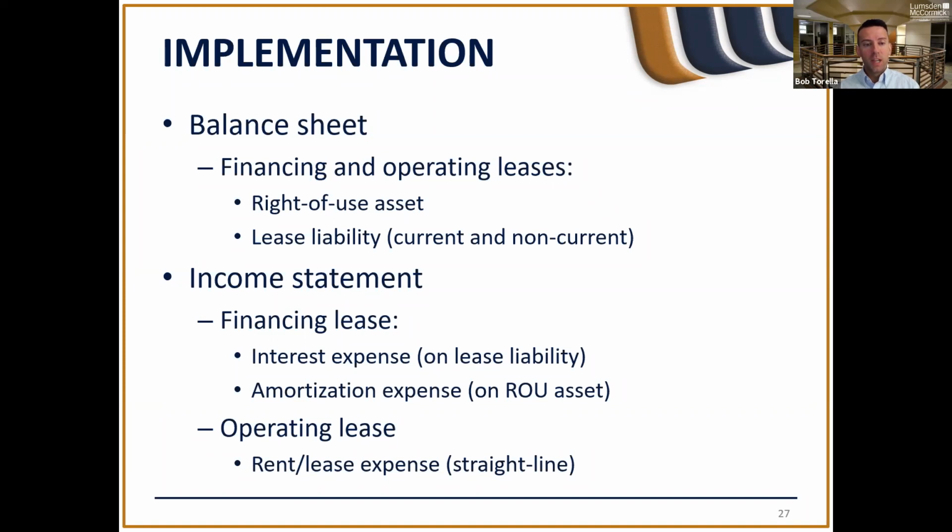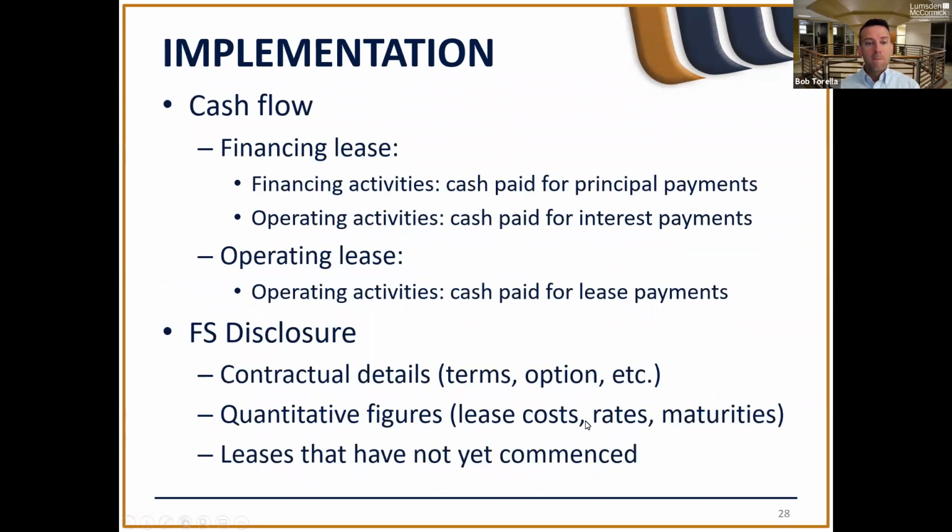We move on to the statement of cash flow. Again, this is where you'll see the difference between the financing and operating leases. For financing leases, you'll have two components. Your financing activities are essentially the cash paid on the principal payments, the reduction of your lease liability. And then for operating activities, this would be the cash paid for your interest component of your lease payment. Whereas for operating leases, you just have operating activities, essentially your monthly or annual cash payments on your lease.